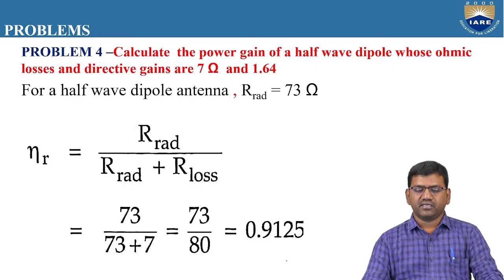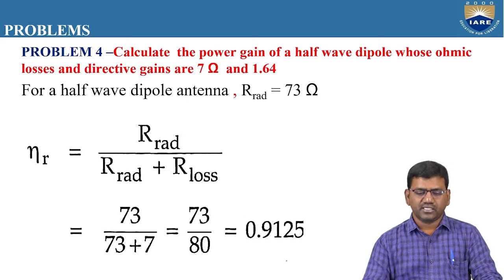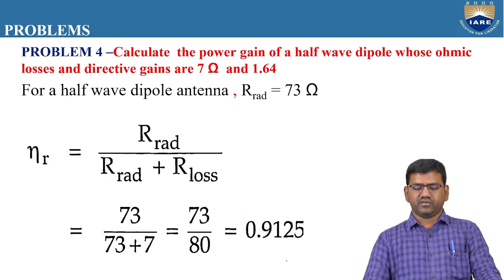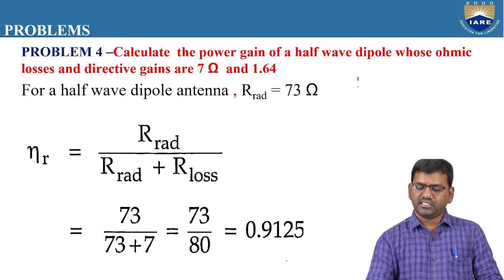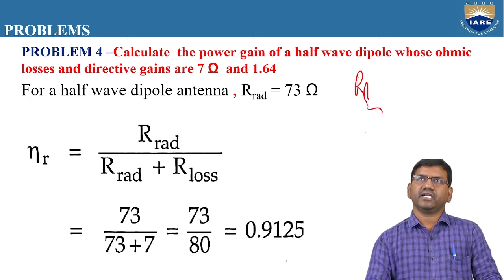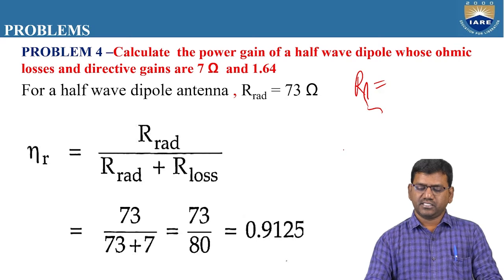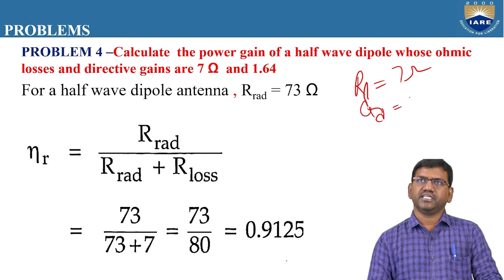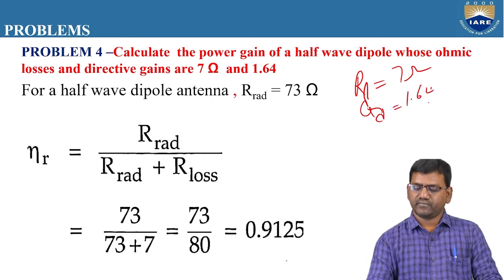Let us calculate the power gain of a half wave dipole antenna whose ohmic losses and directive gain are 7 ohms and 1.64. So here the loss resistance is given. In the given data, you can observe the loss resistance is given as 7 ohms, and the directive gain GD is given as 1.64.